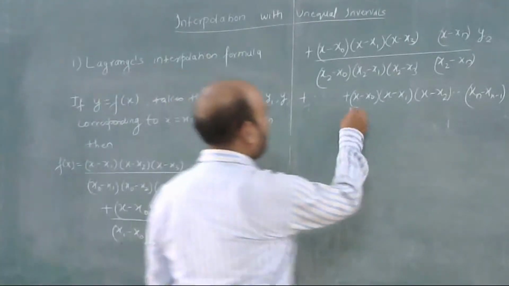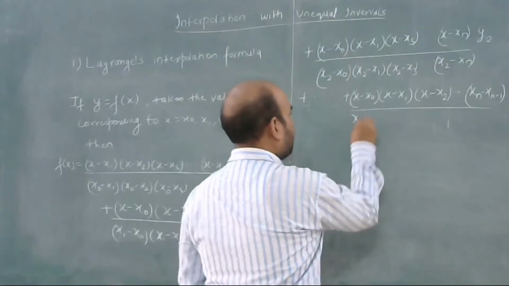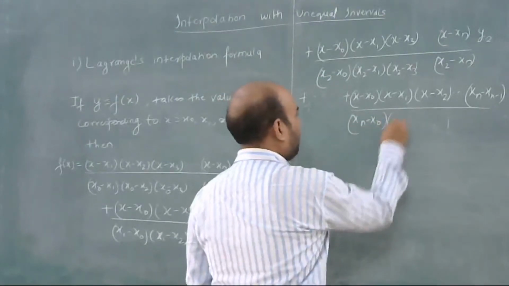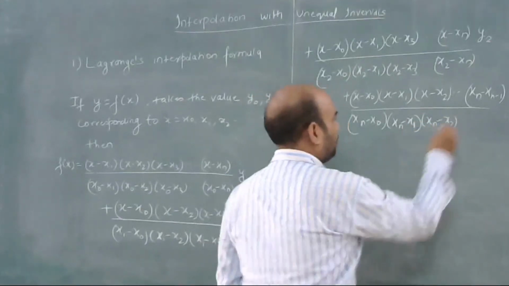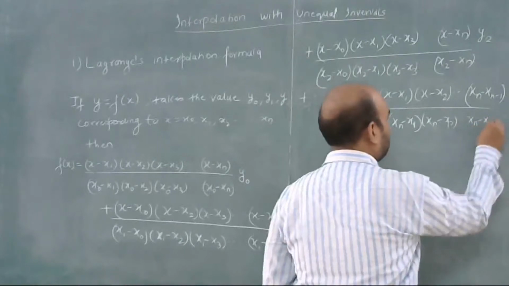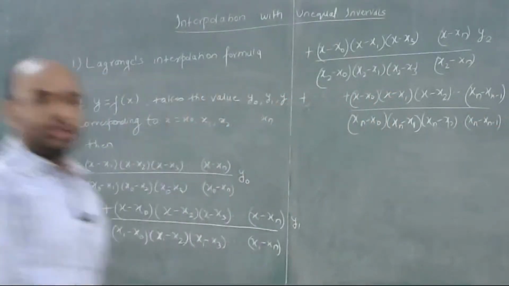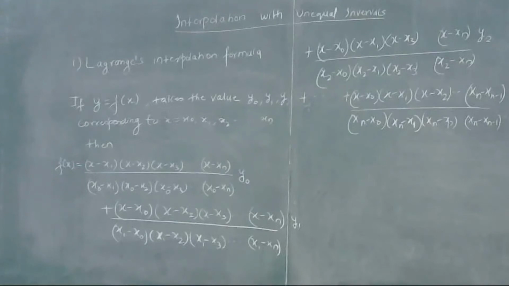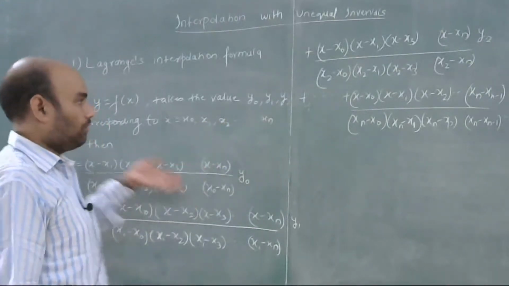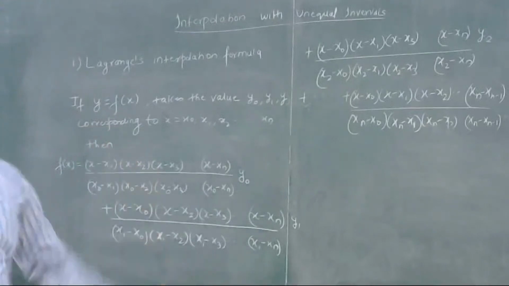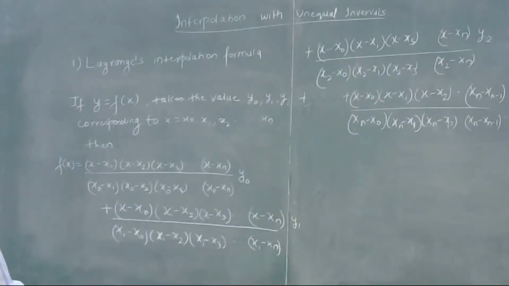Whole divided by this will become xn minus x0, xn minus x1, xn minus x2, and this will be xn minus xn. Okay, so this is Lagrange's formula to find the unknown value of f of x for unequal intervals.